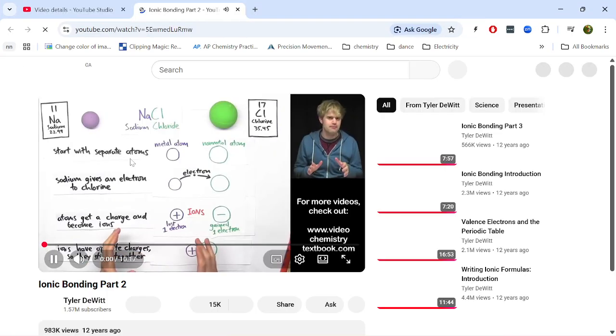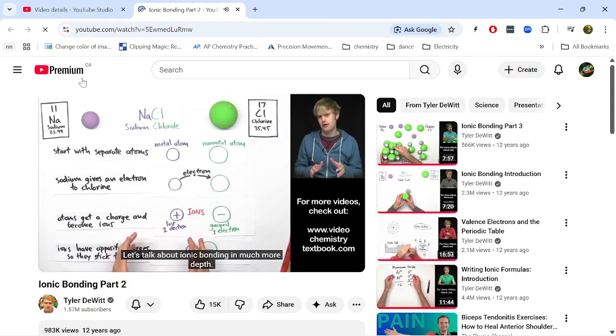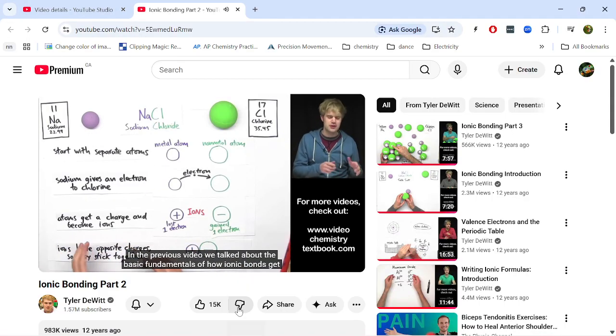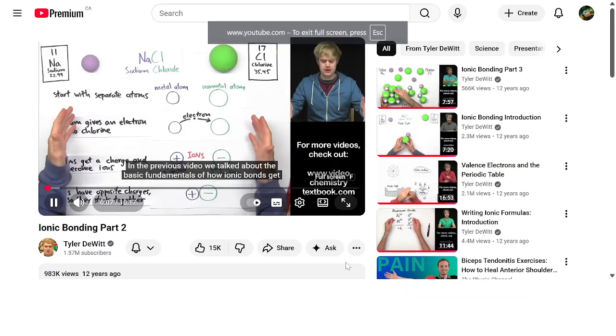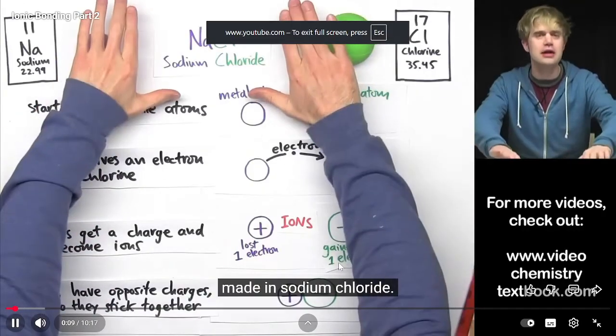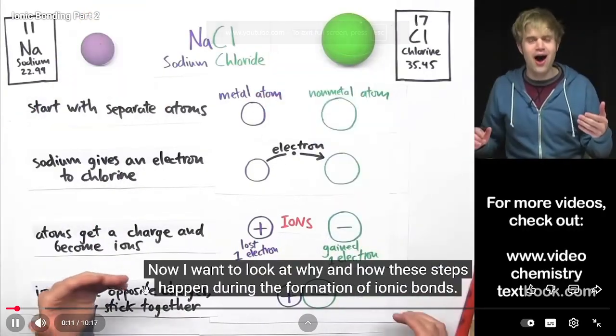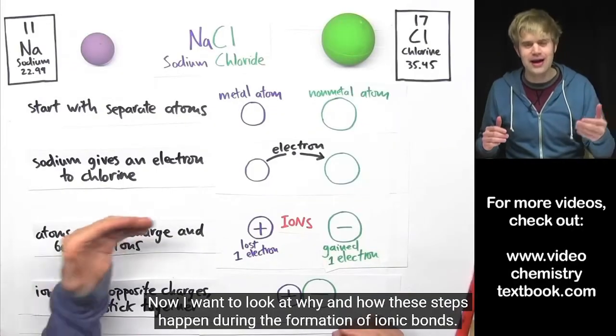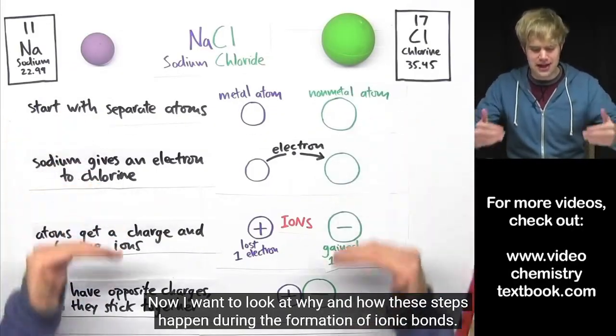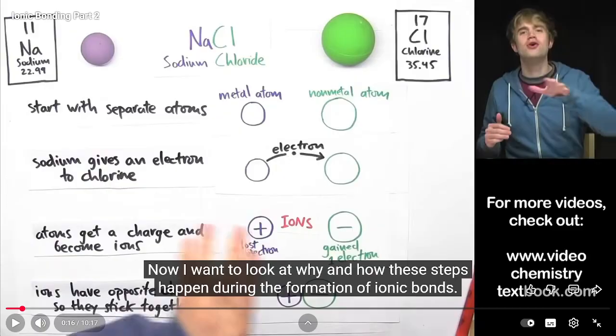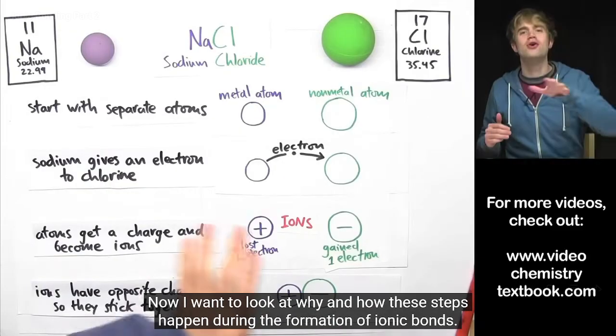Let's talk about ionic bonding in much more depth. In the previous video, we talked about the basic fundamentals of how ionic bonds get made in sodium chloride. Now, I want to look at why and how these steps happen. I think you guys already know why and how these things happen. Why does the sodium give an electron to chlorine?